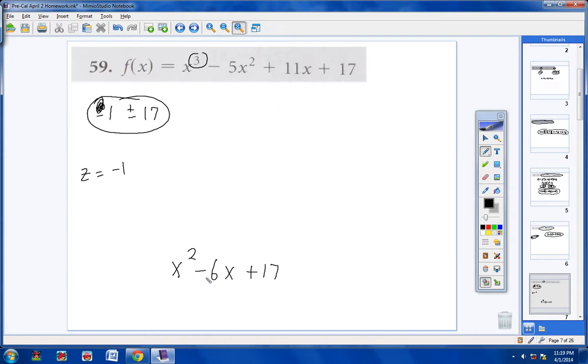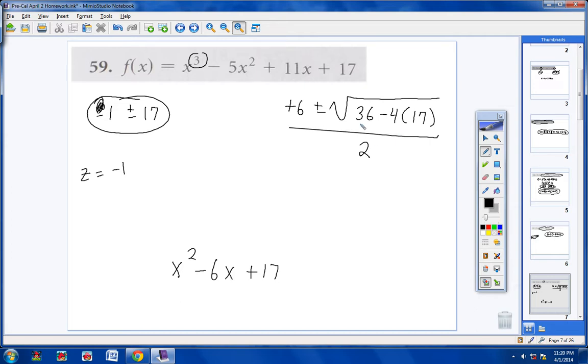Negative b, but b is already a negative 6, so negative 6 is a positive 6. And then plus or minus the square root of b squared, that would be 36. And then negative 4 times a times c, and a times c would be 17, over 2a, and a is 1, so 2 times 1 is 2.